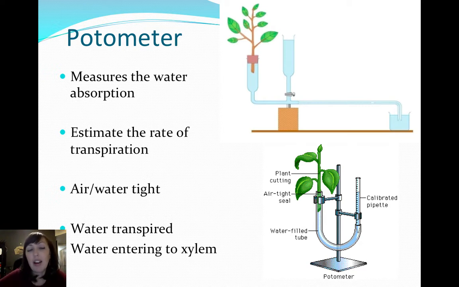It's an estimate. You can estimate the rate of transpiration this way. And really it has to be air and water tight. Water is being transpired, entering into the xylem. And you can see here in the calibrated pipette how much water is going down, how much water is being lost to the system.